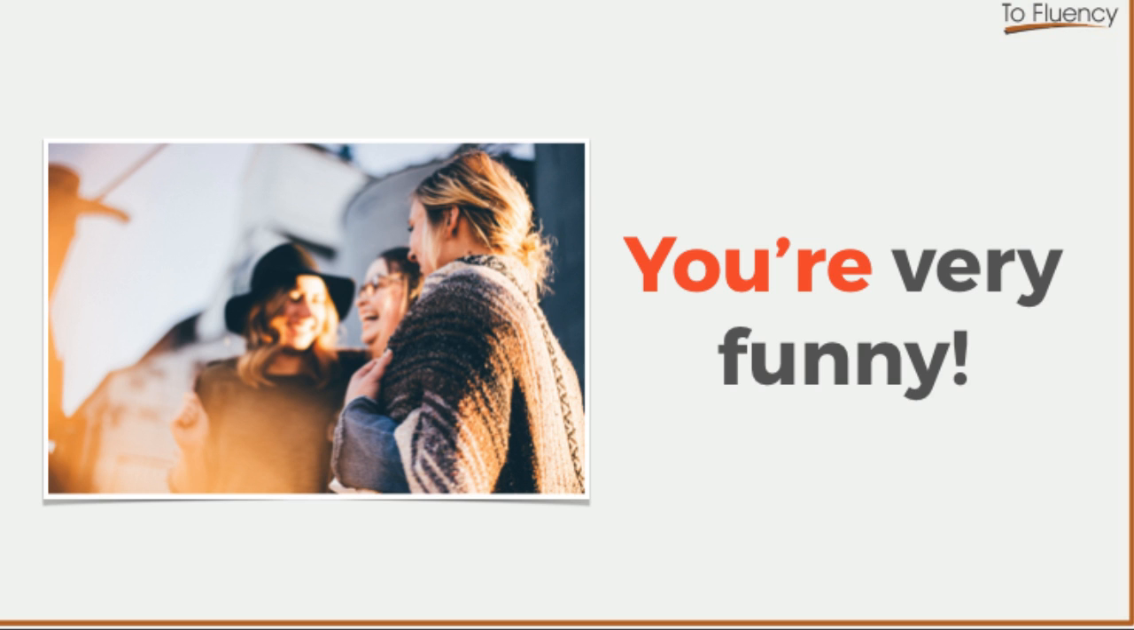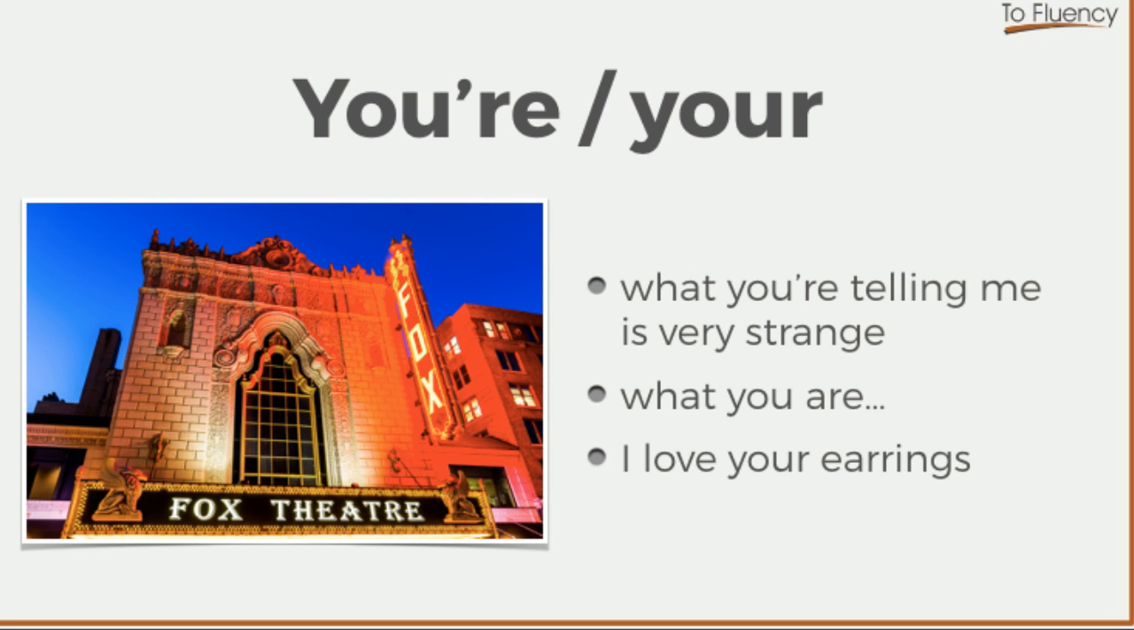Now, here are some more examples of this. What you're telling me is very strange. Second one, you can see what you are. So it's the contraction of you are. Whereas the last one, I love your earrings, is possession. Your earrings, it doesn't have that apostrophe in it. So, what you're telling me is very strange. What you are telling me, and I love your earrings.